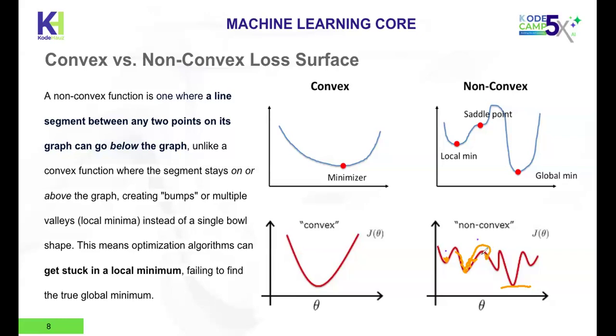Then when it lands here, the next step of gradient descent takes it here, but it still gets stuck in a local minimum. So what does this mean? What this means is that normally, and we're going to talk about that.